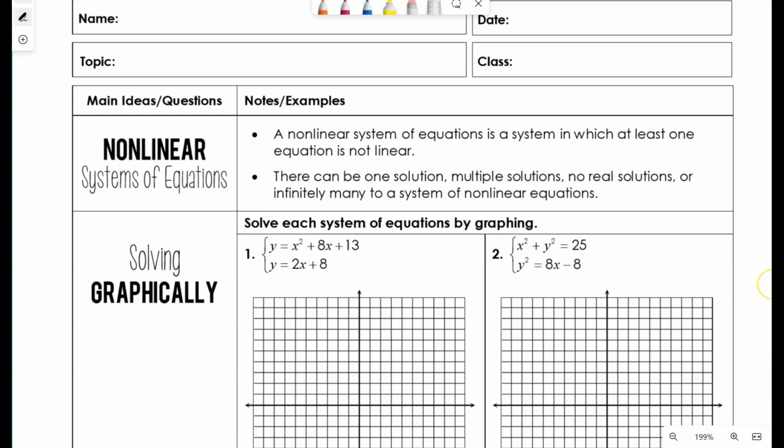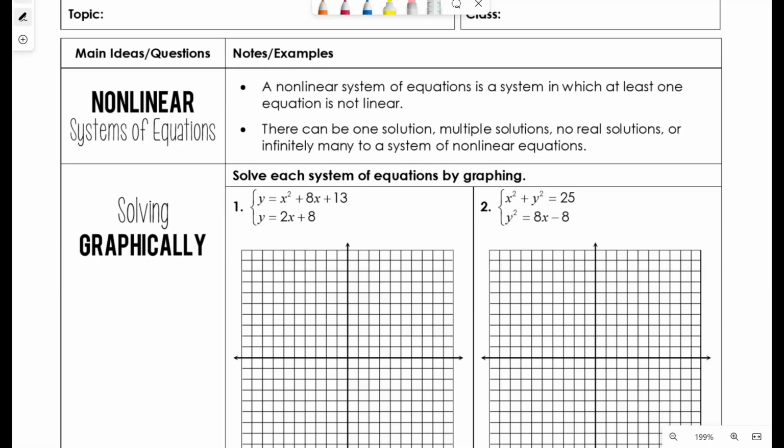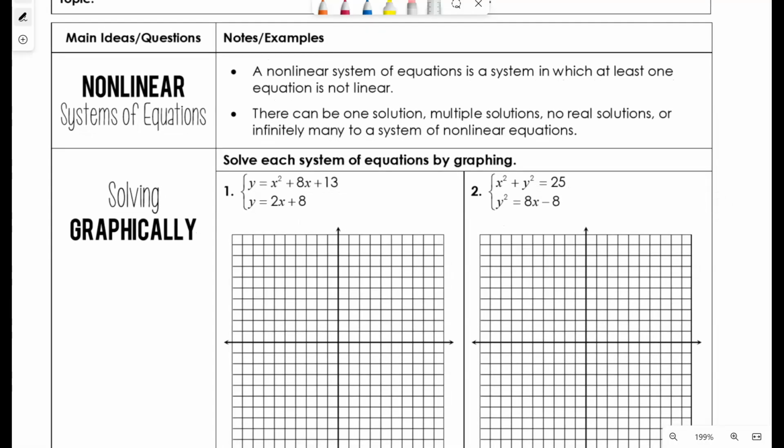All right, class, we're going to be talking about nonlinear systems of equations. We've been discussing this now for a couple of days, so let's make sure we've got a good handle on it. A nonlinear system of equations is a system in which at least one equation is not linear. So it could be both of them, but at least one of them is not. There can be one solution, multiple solutions, no real solution, or infinitely many solutions to a system of nonlinear equations. So it kind of depends on the different types.